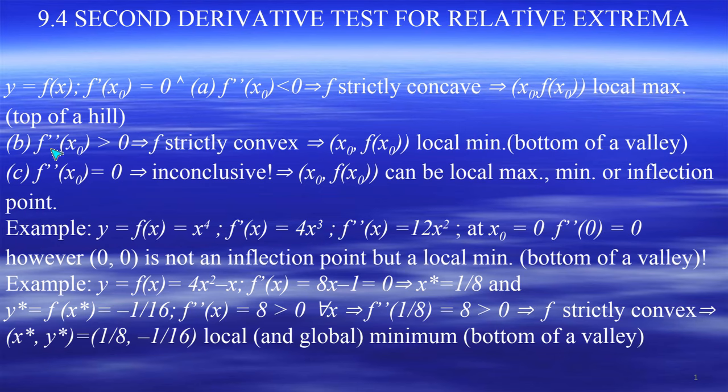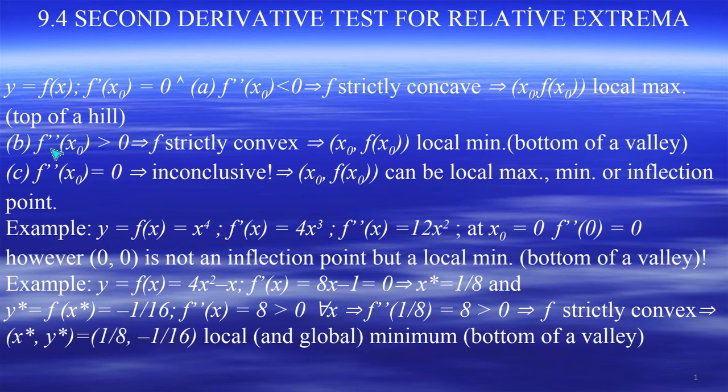Another example, y equals f of x equals 4 times x squared minus x. This is our primitive function. We take its first derivative, f prime of x, which is 2 times 4, 8x minus 1. And equating it to 0, we find the unique stationary point, where x star is 1 over 8. If we replace 1 over 8 in the function, we also obtain y star, its function value at 1 over 8, which is minus 1 over 16.